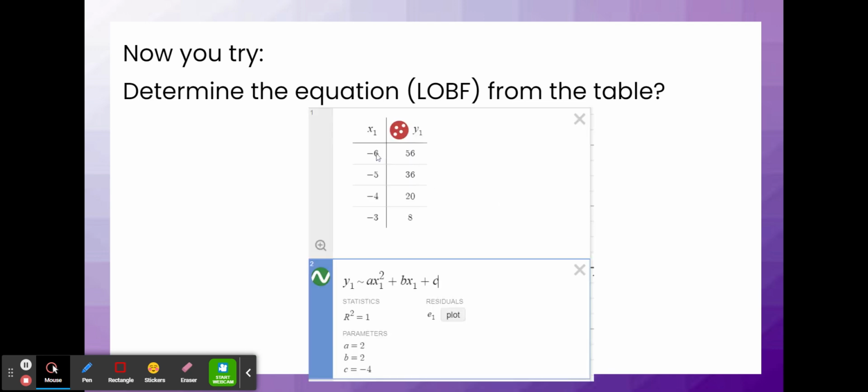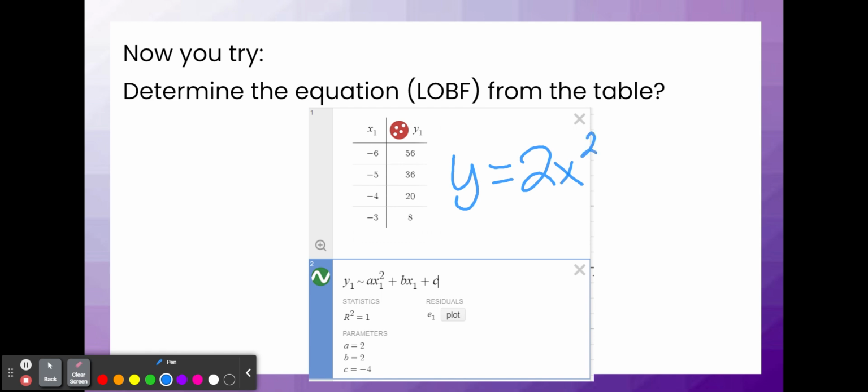So I did that for you. So you can see I put in the table. I ran the regression by typing this into Desmos. It gave me my correlation coefficient, which is perfect, my A value, my B value, and my C value. So now I'm ready to write my equation. So my equation would be y equals 2x squared plus 2x minus 4, A, B, and C.